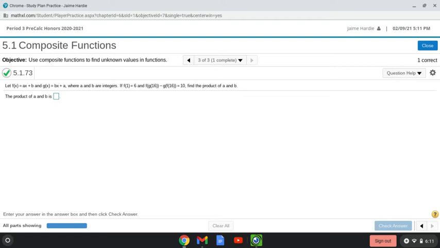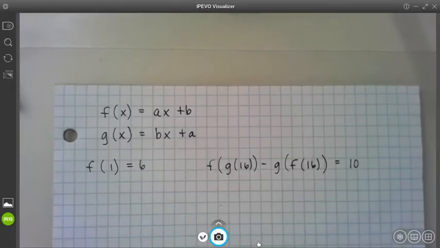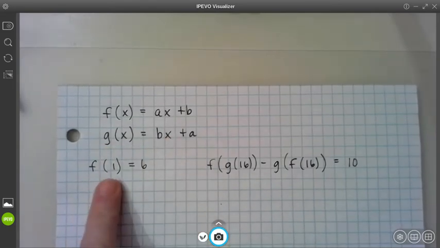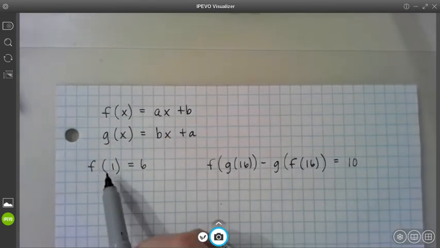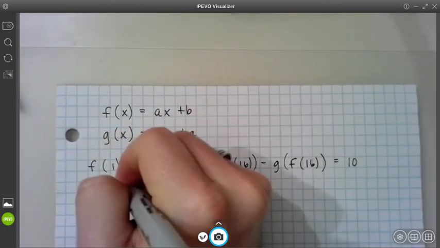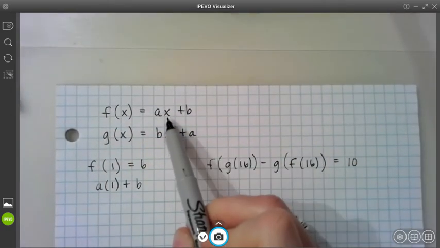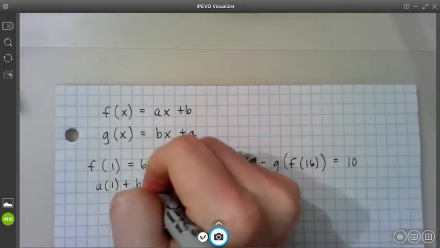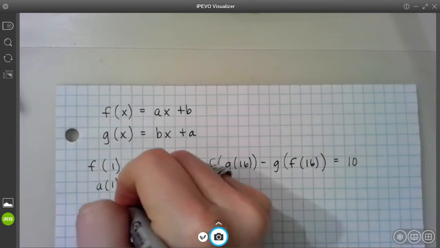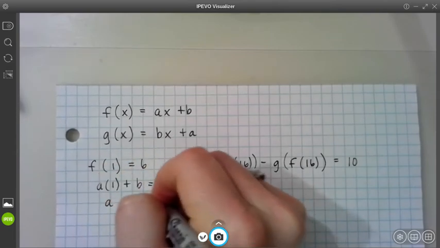All right, so based off what they've given us, I wrote it down. Let's get started. So first we know this is f of x, we know this is g of x, and we know f of 1 is 6. So that means when I plug 1 into function f, so that'll be a times 1 plus b, I know that a 6 is going to come out. So a times 1 is a, so a plus b equals 6.